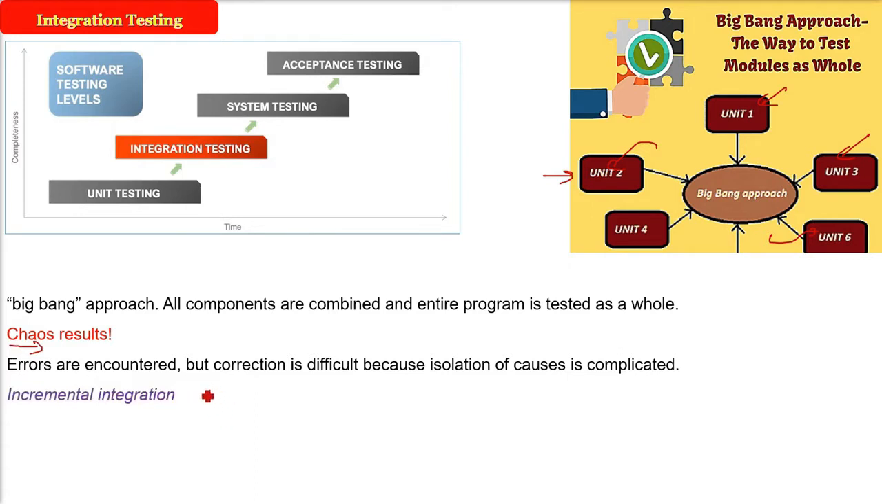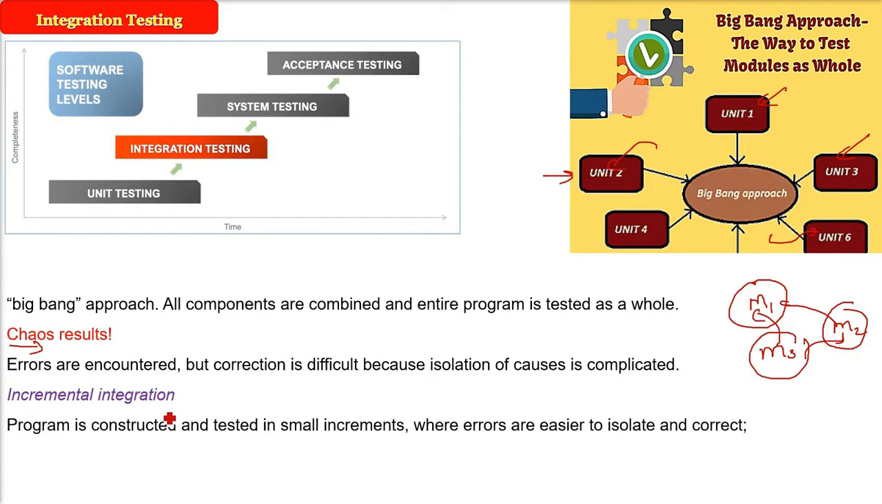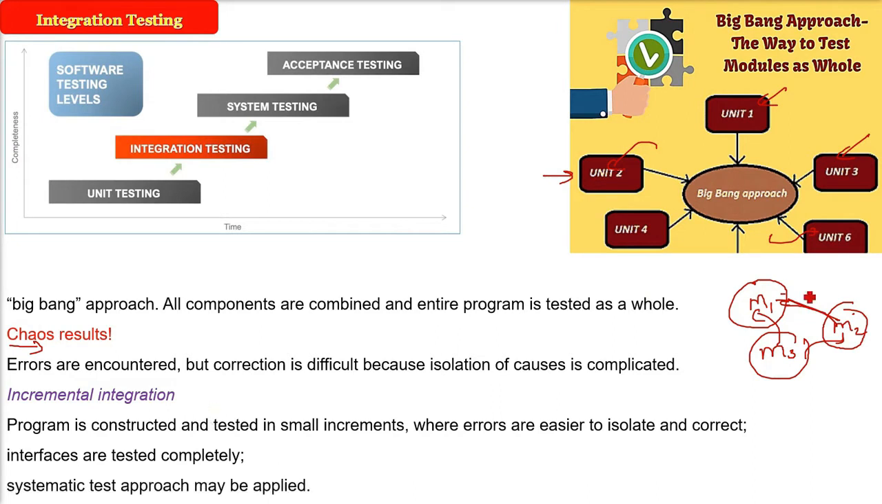What does it mean? We take one module, combine it with some subordinate module, and then check for the integration testing. When it is done, we simply add one more or a few more and then check for the interfacing and other problems we mentioned. So the program is constructed and tested in small increments, because here the errors are easier to locate, easier to isolate and correct. So interfaces are tested completely when you have the incremental way of adding the modules and then checking components and checking. So this is a systematic test approach that may be applied, and this should be applied.